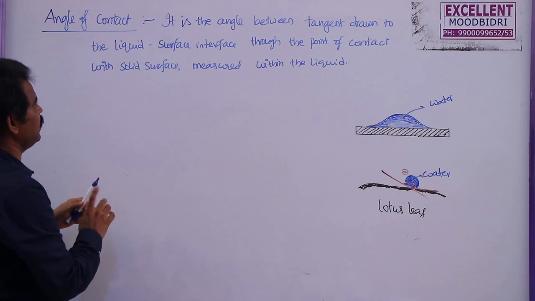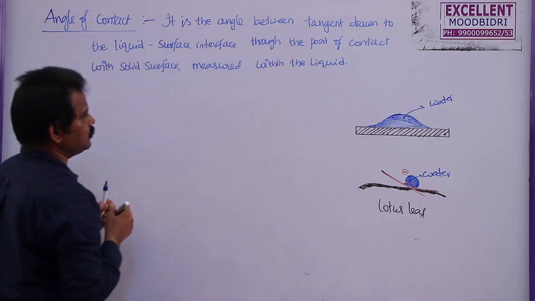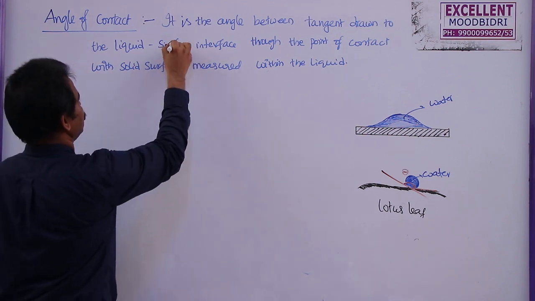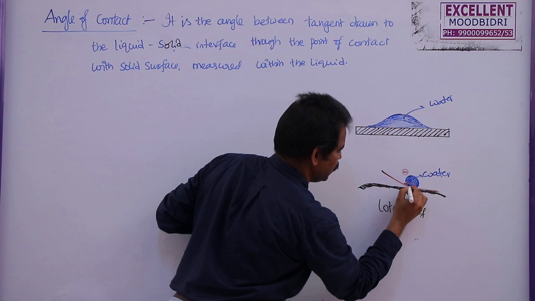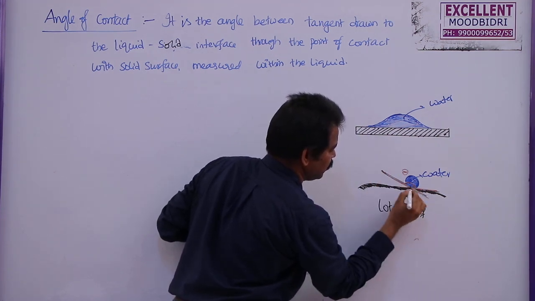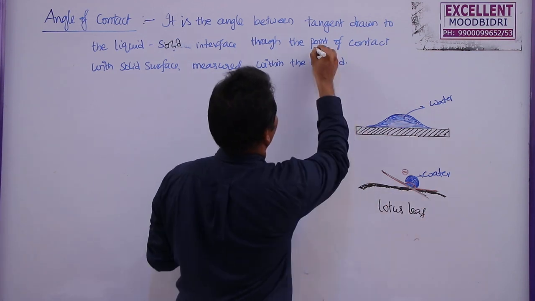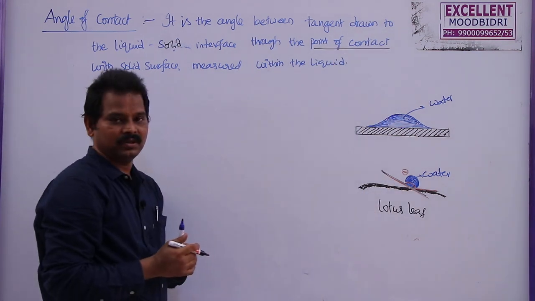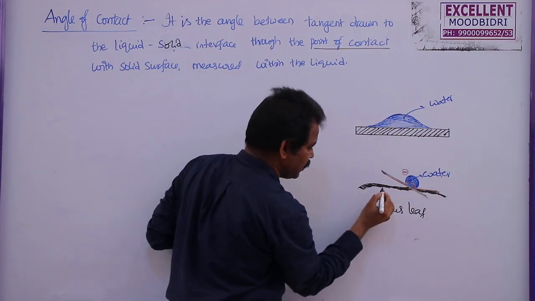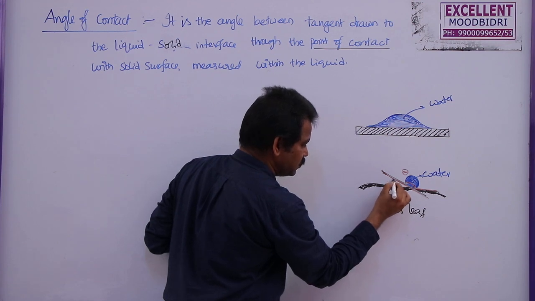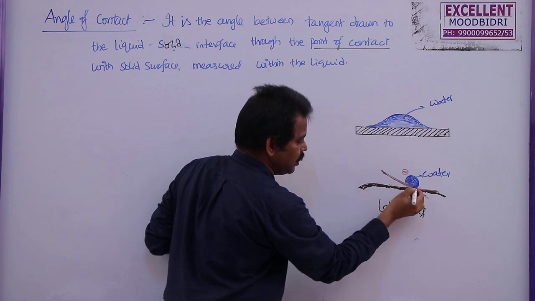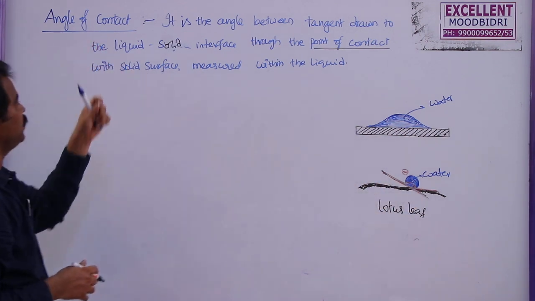Here let me explain once again. Angle between the tangent drawn to the liquid surface, the liquid-solid interface. This is the liquid, this is the solid, this is the point of contact. Through this interface we are drawing, through this point of contact, I am drawing a tangent. So I am measuring the angle between this tangent and the solid surface within the liquid. Why? Because this is also a tangent and the solid surface, but this is outside the liquid. We have to measure the angle only within the liquid. This angle is called angle of contact.